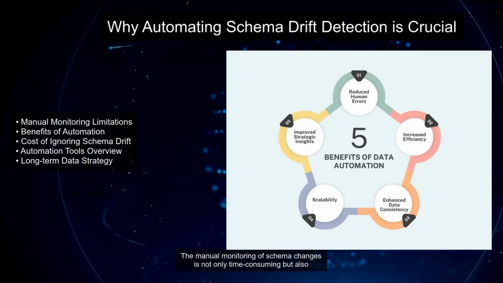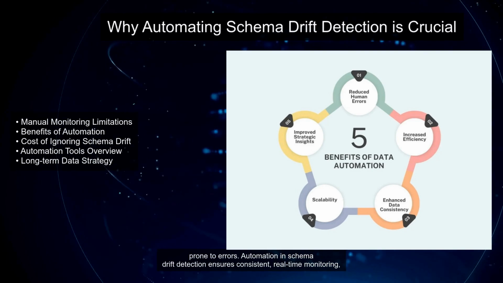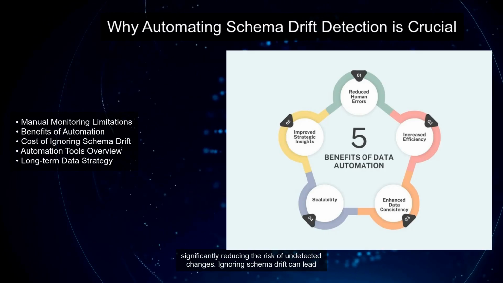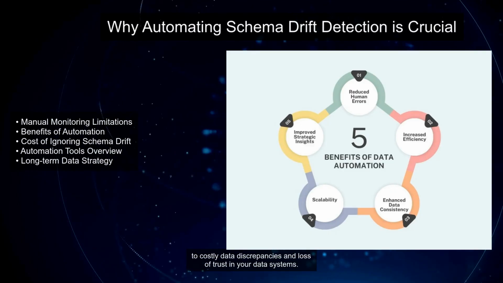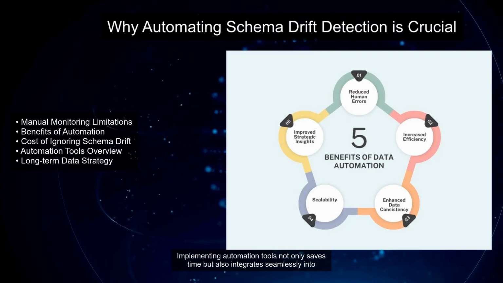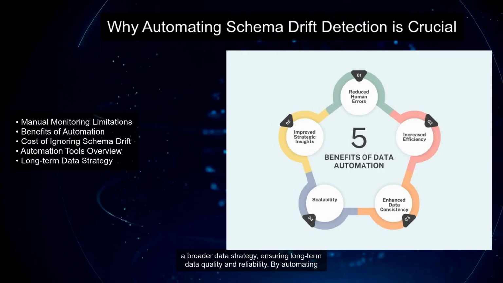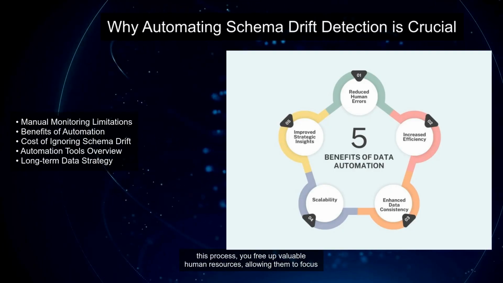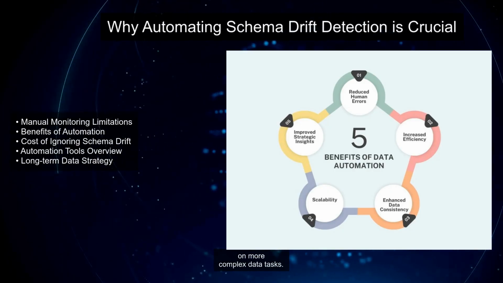The manual monitoring of schema changes is not only time-consuming but also prone to errors. Automation in schema drift detection ensures consistent, real-time monitoring, significantly reducing the risk of undetected changes. Ignoring schema drift can lead to costly data discrepancies and loss of trust in your data systems. Implementing automation tools not only saves time but also integrates seamlessly into a broader data strategy, ensuring long-term data quality and reliability. By automating this process, you free up valuable human resources, allowing them to focus on more complex data tasks.